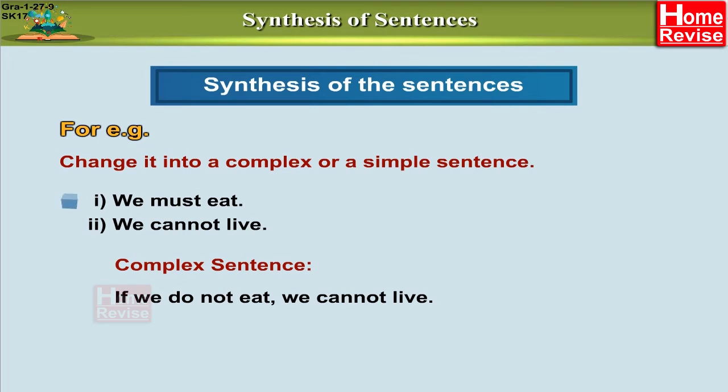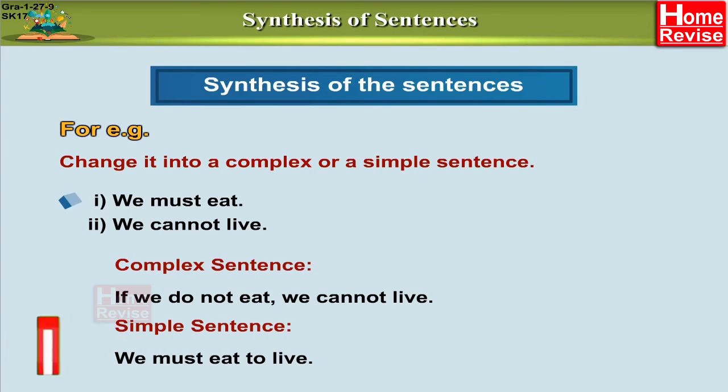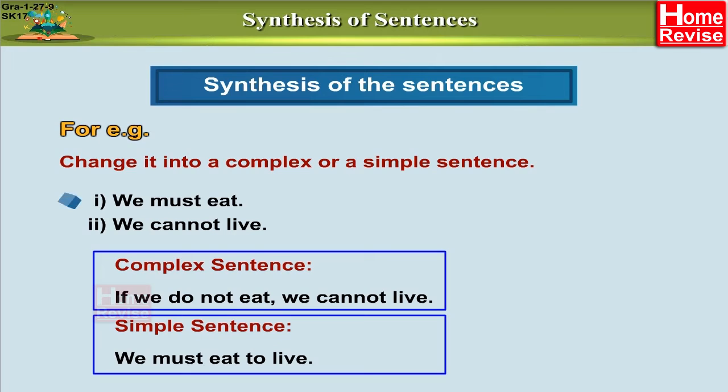The same sentence can be a simple also. How? Something like this. We must eat to live. So we have combined these two simple sentences into one simple sentence. Earlier, we combined these two simple sentences into a complex sentence, and now we have combined these two simple sentences into a longer simple sentence itself.